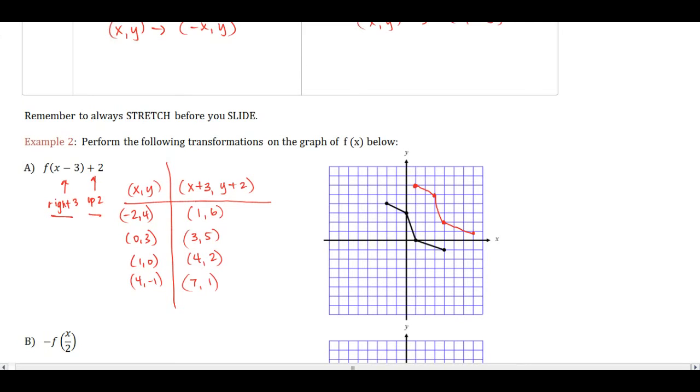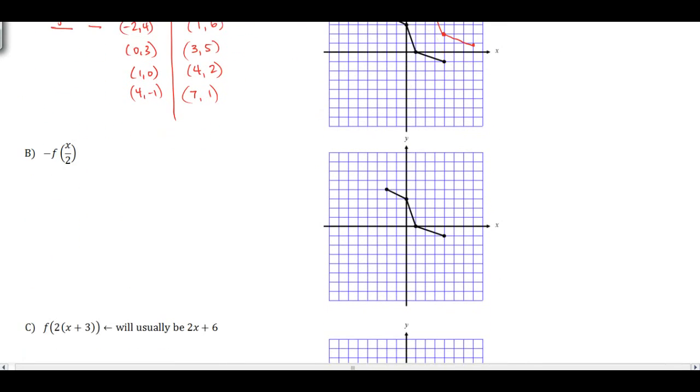So I am feeling great, right? So let's go ahead and try the next one. We got the exact same points. So here I am going to make my XY chart, and I'm going to copy it down here. So it was (-2, 4), (0, 3), (1, 0), and (4, -1).